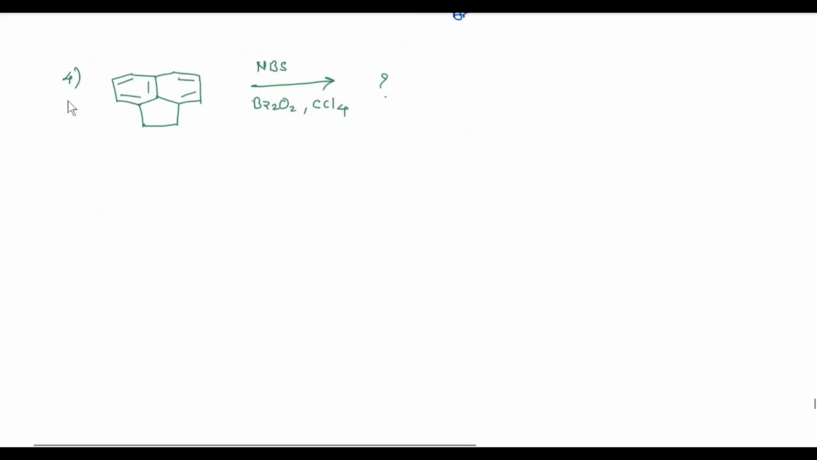Consider this problem in which there are two allylic positions but the structure is symmetrical and we are given one equivalent of NBS. So bromination takes place at only one position. The product of this reaction is this. So let us see the mechanism of this reaction.